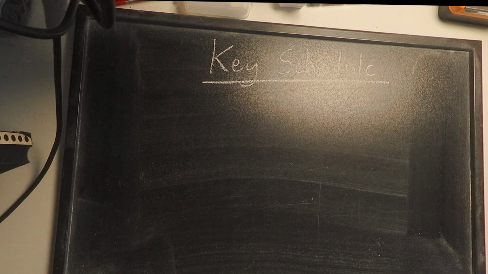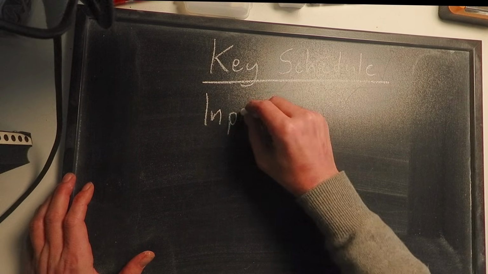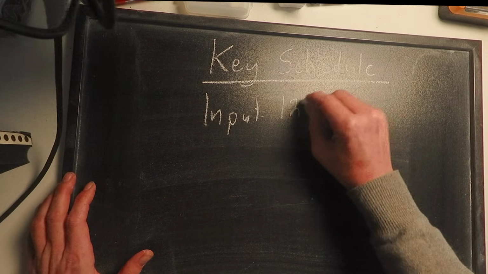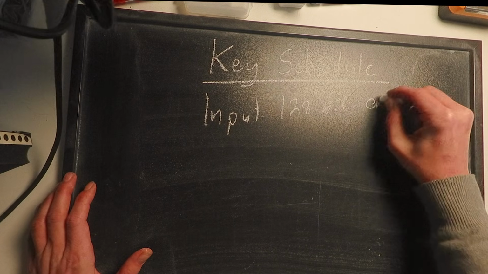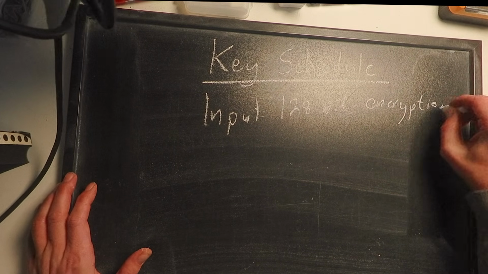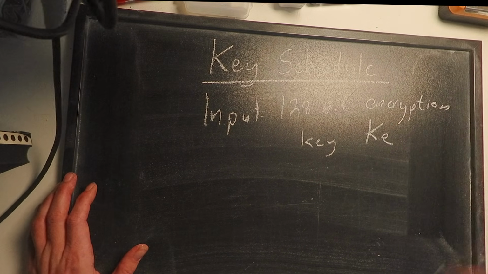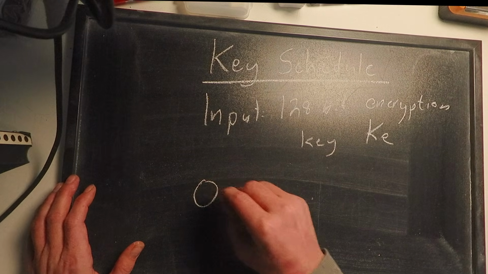Sup guys, welcome to today's show. So today we're going to discuss the key schedule of the XSC cipher. So we're going to have an input, which is a 128-bit encryption key, which I'm going to call KE, encryption key. So that's the input.